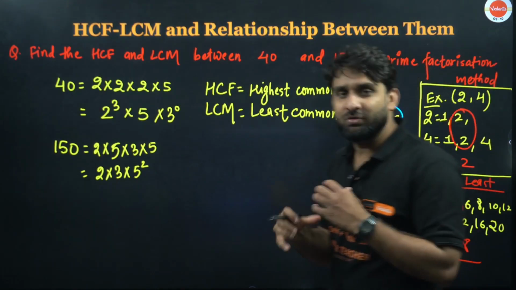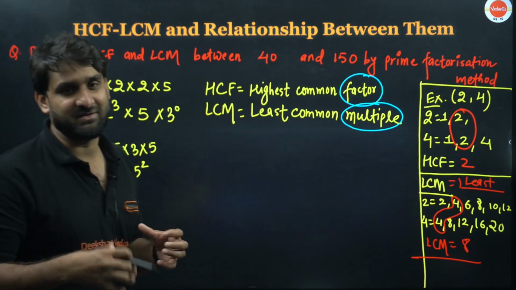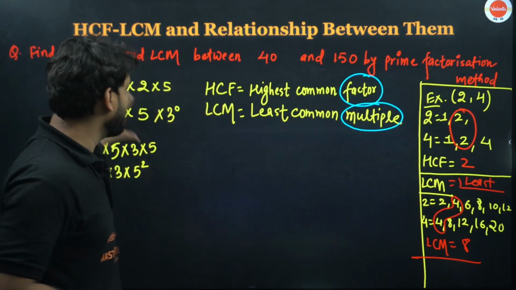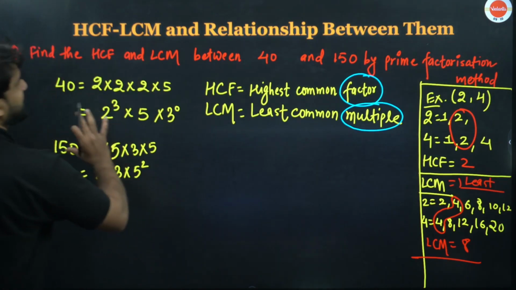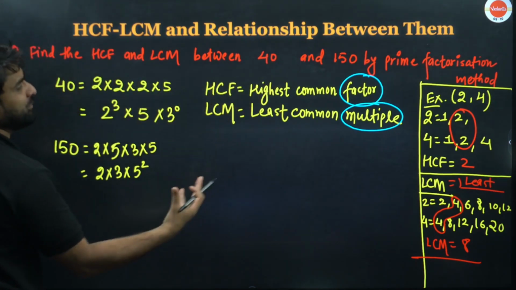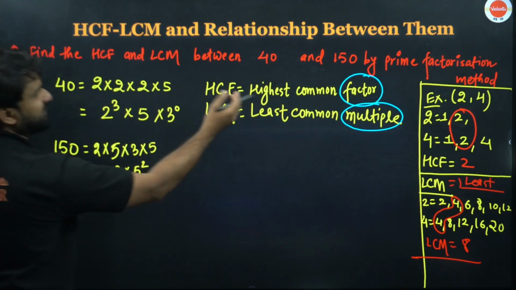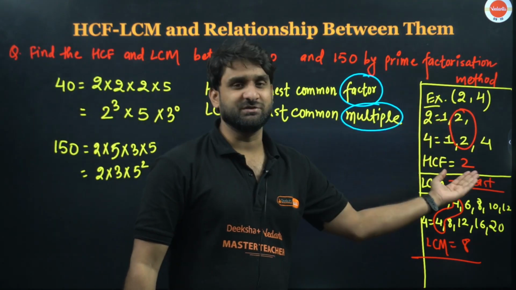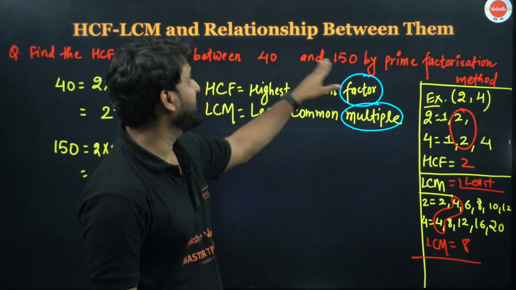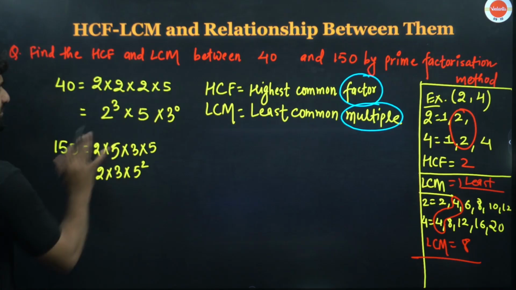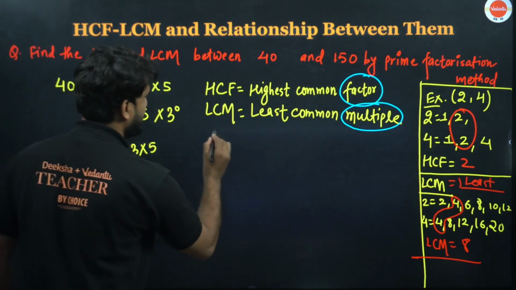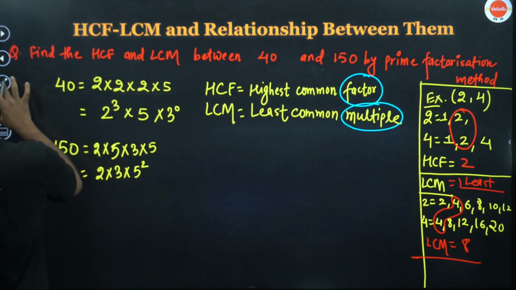I hope you guys have now understood the difference between LCM and HCF. Now let's do this question here. So how to find the HCF and LCM between two numbers? For smaller numbers, we can directly use these things, a very easy method. But for bigger numbers, what do we do? So use the prime factorization method. I'm giving you a very short trick here. Important short trick. Listen everyone.